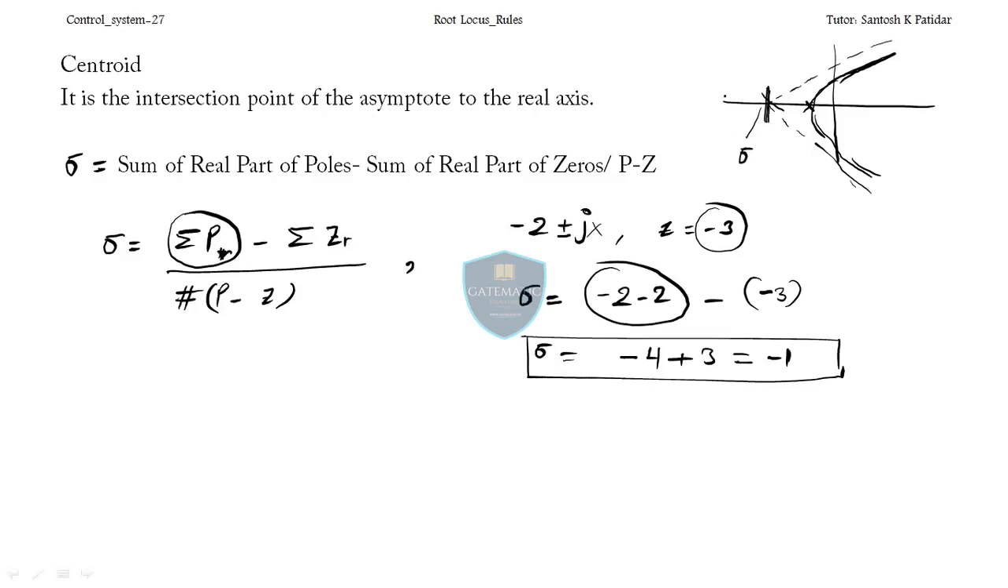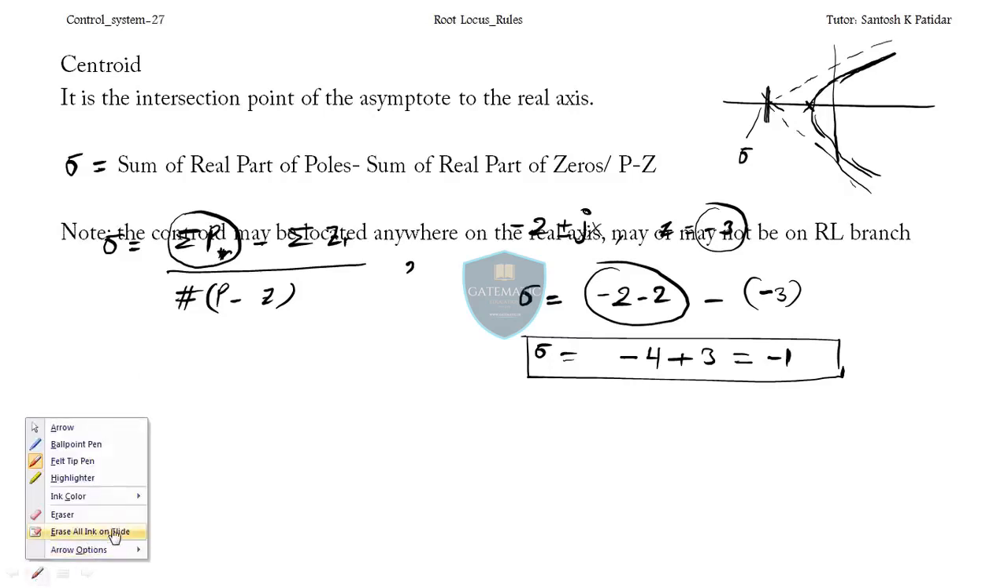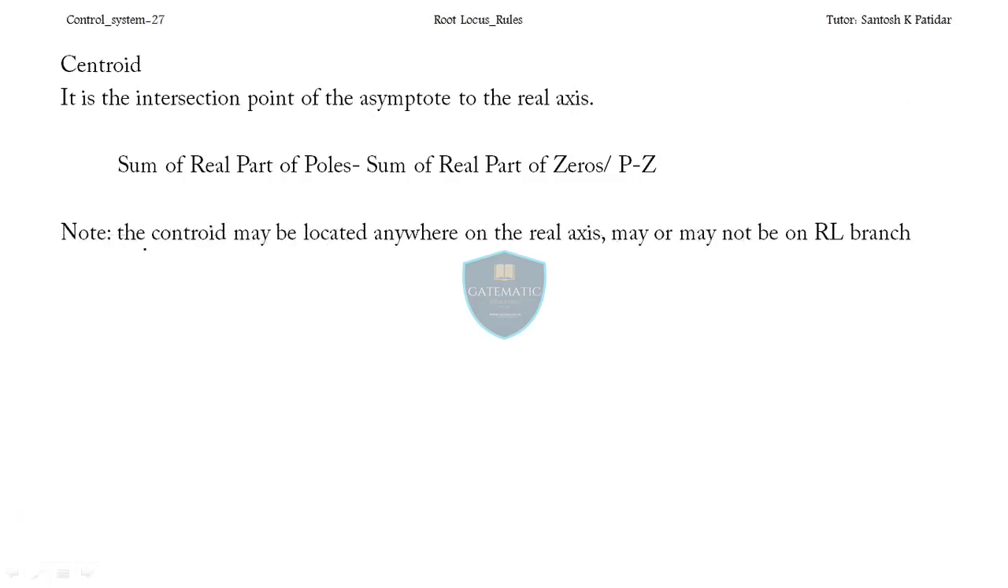Is it okay to you? Now the point related to this, wait a minute: the centroid may be located anywhere on the real axis, and may or may not be on the RL branches. What does it mean? See friends, what is this point all about?